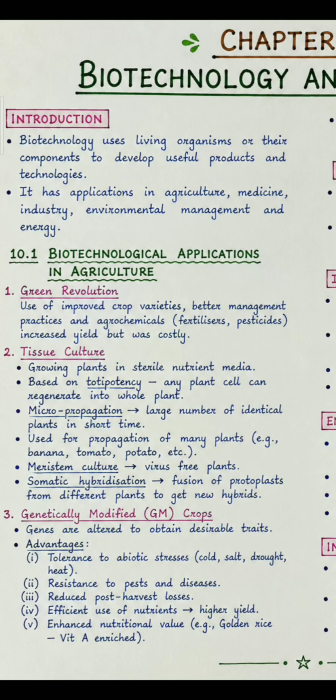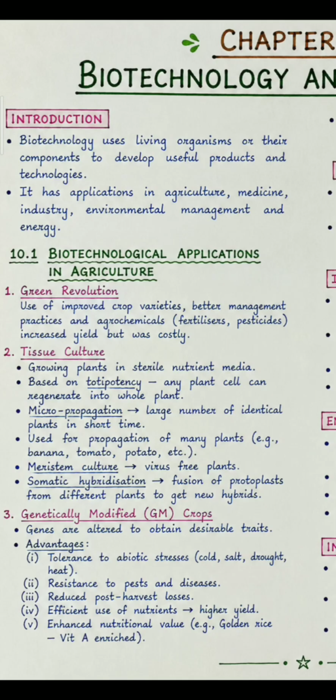In totipotency, we should be clear that the nutrition medium should provide a carbon source such as sucrose, and also inorganic salts, vitamins, and amino acids, and growth regulators like auxins and cytokinins. Somatic hybridization means the fusion of protoplasts from two different plants to get a new hybrid. Meristem culture means if a plant is infected by any virus, the meristem, apical or axillary, is free of virus. Then we can remove the meristem and grow it in vitro, and we can produce a plant.